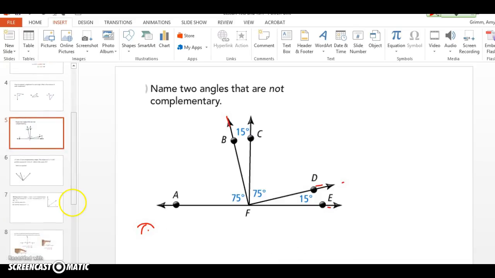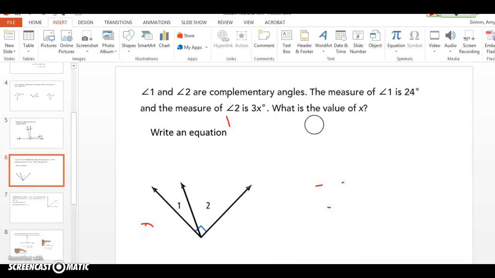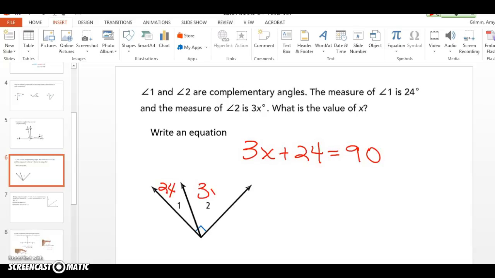Next part. Can we use this to write an equation? Angles 1 and 2 are complementary angles. The measure of angle 1 is 24. The measure of angle 2 is 3x. What is the value of x? Write an equation. You know this. I try to keep a couple easy ones in there. What would our equation be, Jeremiah? 3x plus 24 equals 90. There you go. Angle 1 was 24, angle 2 is 3x, and then we just solve our equation.